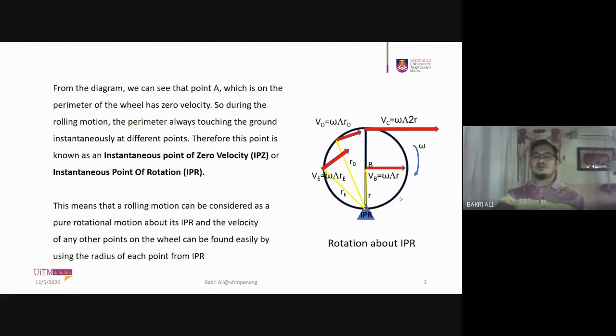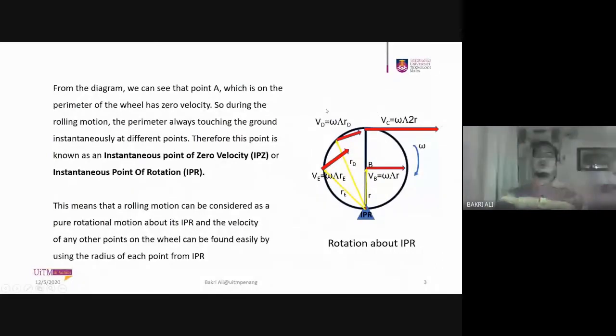Okay, so that is why we need to know where the IPR is. All rigid bodies having a general motion will have this IPR, and by using it, we can find the velocity of any other point on the wheel just by drawing the radius from the IPR to that point, and then the velocity will be perpendicular to the radius. Very simple, actually, if you can understand.